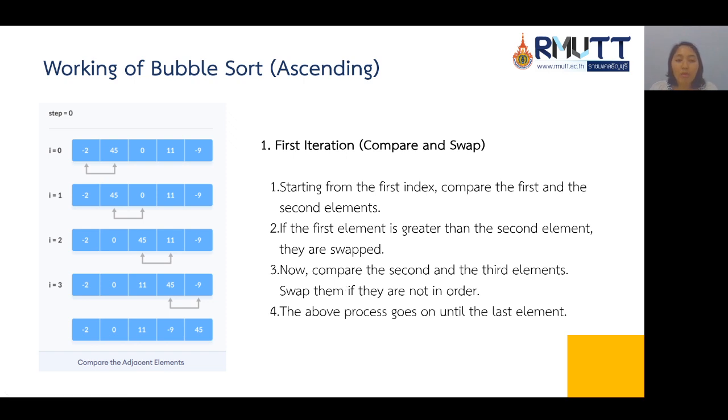And this is the working of bubble sort in ascending configuration. You can see here there is an array of numbers. There are 5 elements: -2, 45, 0, 11, and -9. The first iteration is compare and swap.